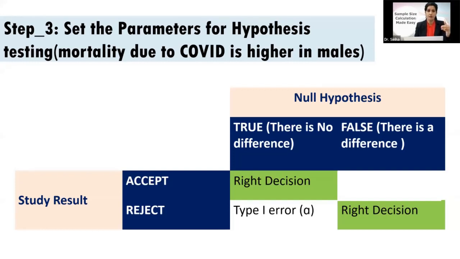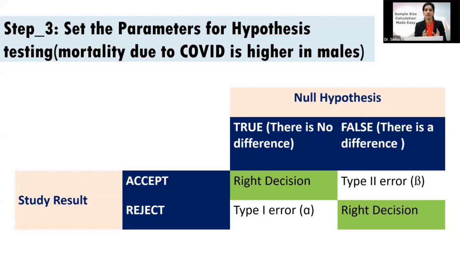Or the other possibility is that the null hypothesis was false, but we have accepted it. So that is the type 2 error or beta error. So this is the concept of type 1 and type 2 error. And that's why we fix these errors while calculating the sample size.